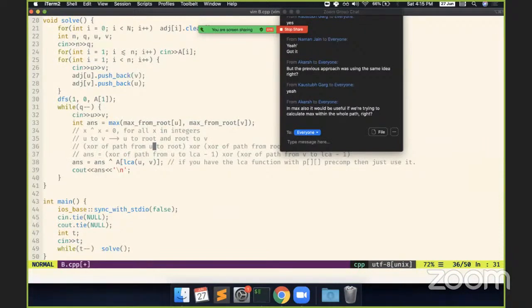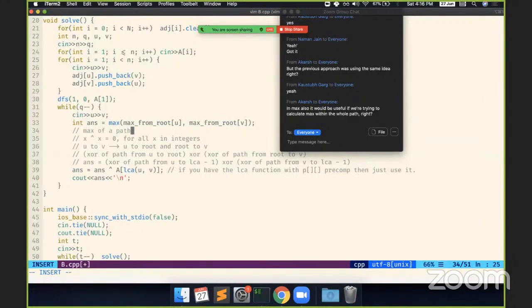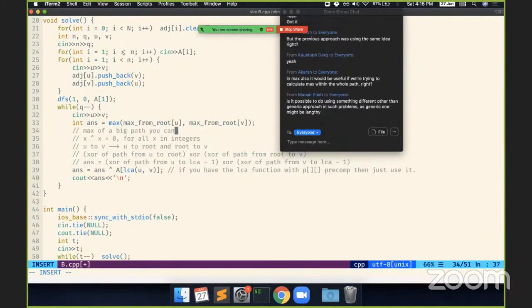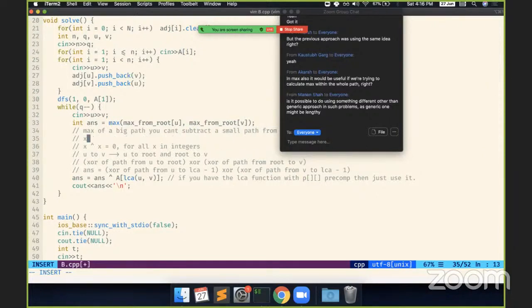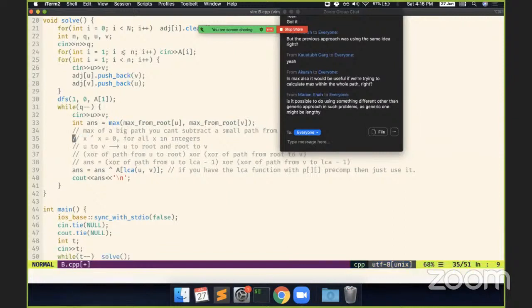Yes, if you're trying to calculate max over the whole path from that node till root, then this is useful. Then you can have a max from root array. But if you don't want to go till root, then it's useless, because this information is giving you something that you don't want. You can't cancel stuff out from max. If you have the max of a big path, you can't subtract a small path from it. But in XOR, you can do that. Just XOR that small path again, and that will cancel it out. In addition also, you can just subtract that path.